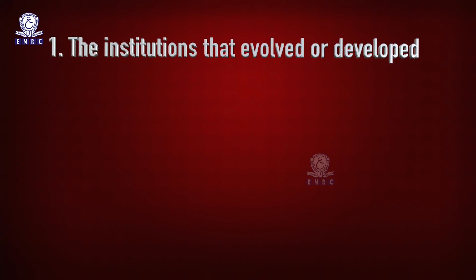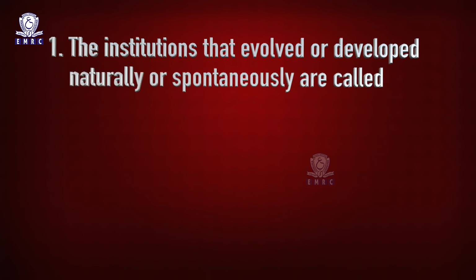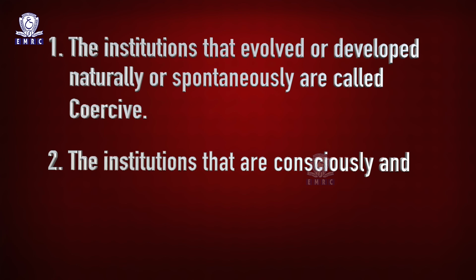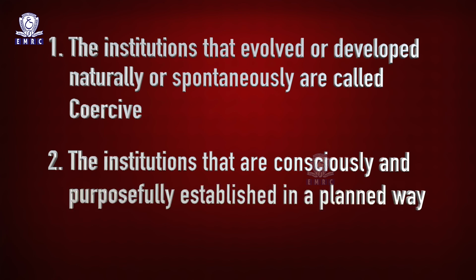The institutions that evolved or developed naturally or spontaneously are called crescive. The institutions that are consciously and purposefully established in a planned way are called enacted. The crescive are primary institutions and the enacted are secondary.